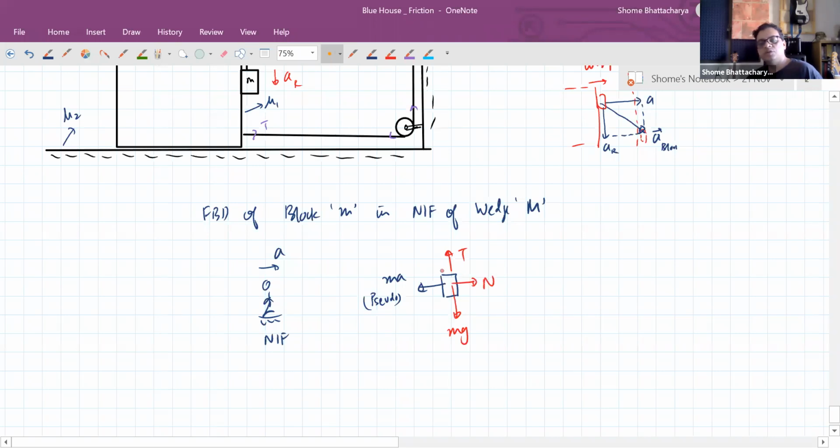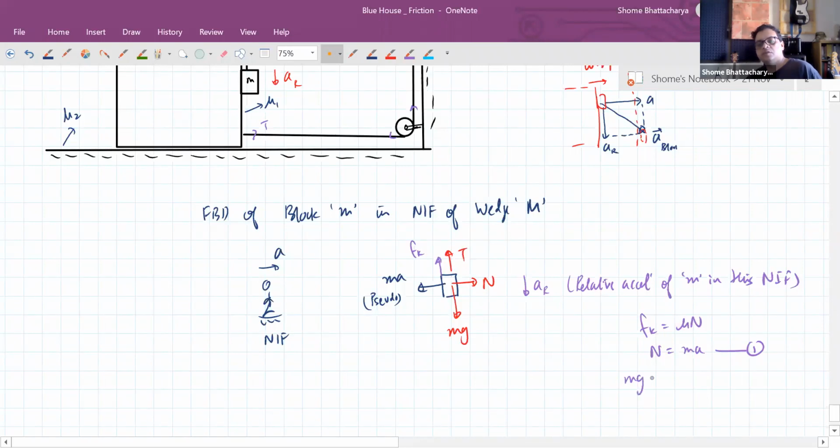Pseudo force will generate a normal reaction, and because the block is now slipping down, this is the relative acceleration in this non-inertial frame. So there will be kinetic friction acting here, which will be equal to mu N. N will be equal to ma, and we have mg minus kinetic friction minus T is equal to m into a relative. That's this equation.